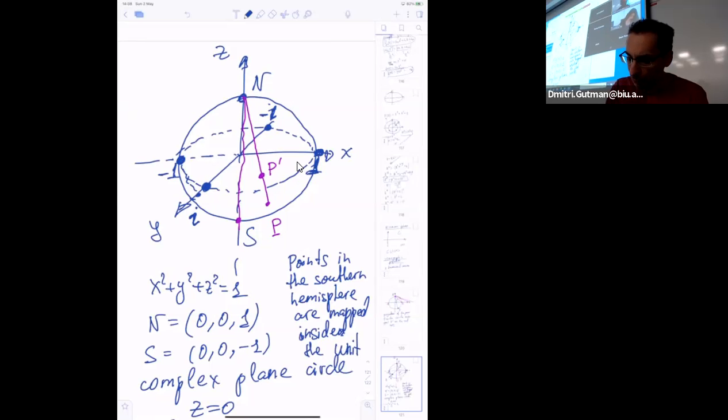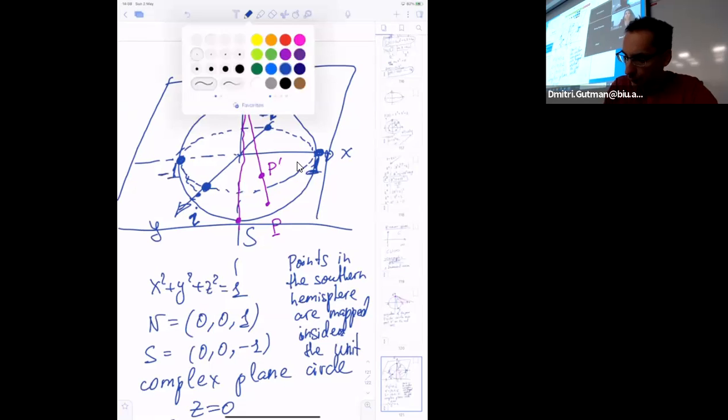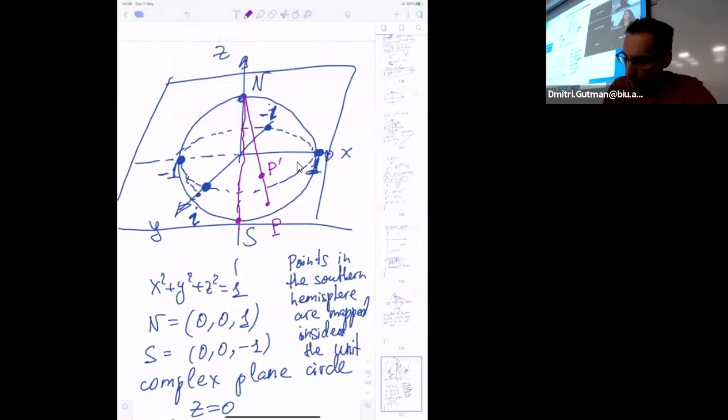So what about points in the northern hemisphere? Where are they mapped? If I now take a point in the northern hemisphere, where will it go? Outside of the unit circle. Correct. It will go somewhere there. And once again, the closer I come to the northern pole, the further away from the origin on the complex plane the point will be.